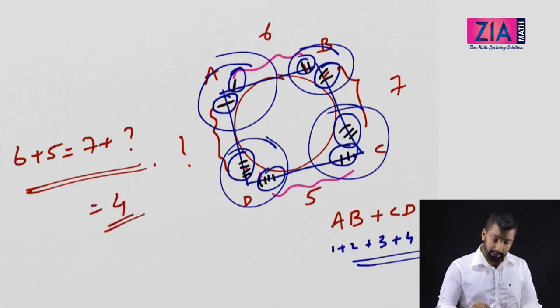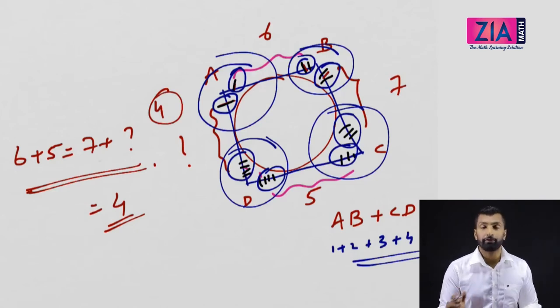So what will be this side? This side will be 4. And how you got it? From the property that we have learned. I hope this is clear for all of you.